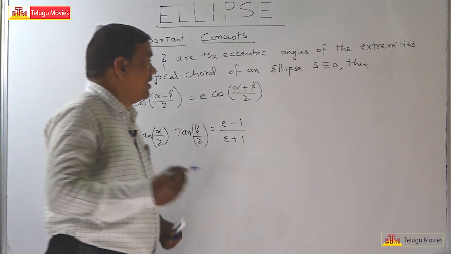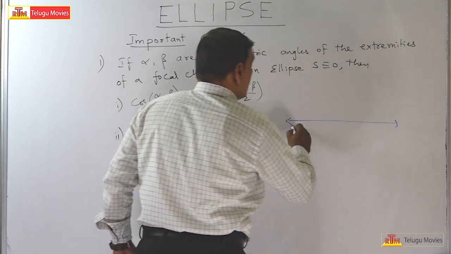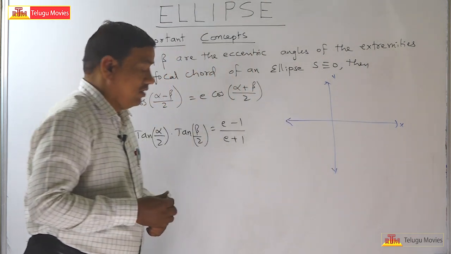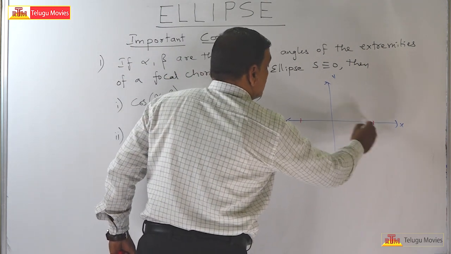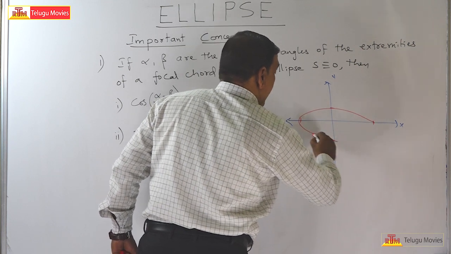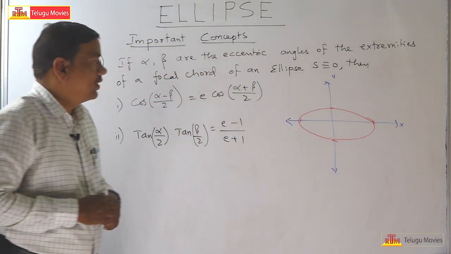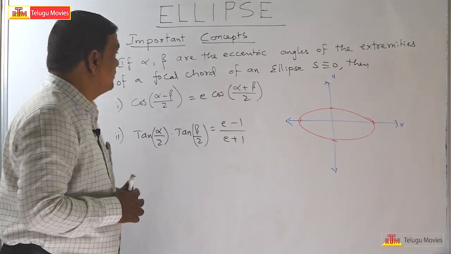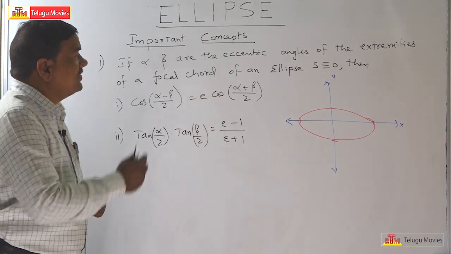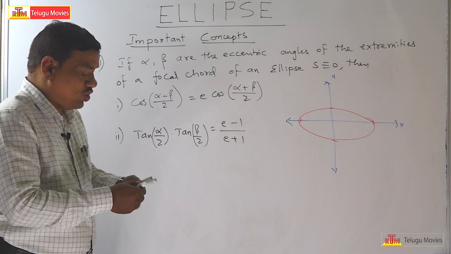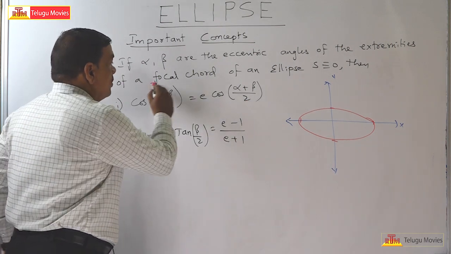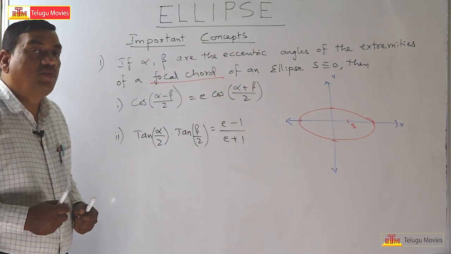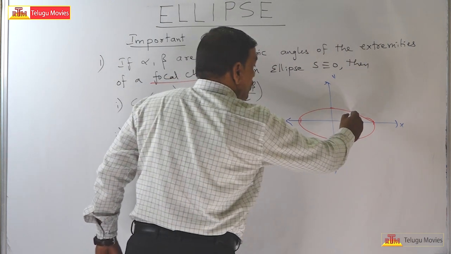concept? Take an ellipse, any ellipse. This is the x-axis and the y-axis. This is an ellipse, maybe horizontal or vertical or any type of ellipse. Alpha and beta are the eccentric angles of the extremities of the focal chord. So, you want to take a focal chord. A focal chord is a chord passing through the focus.